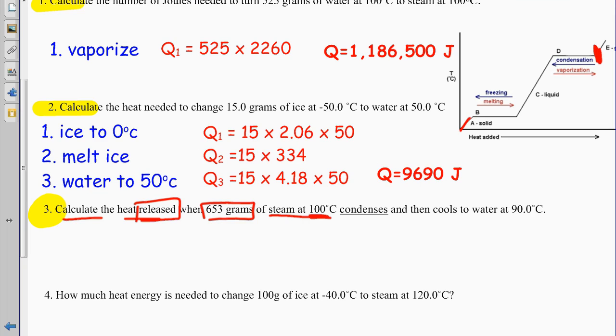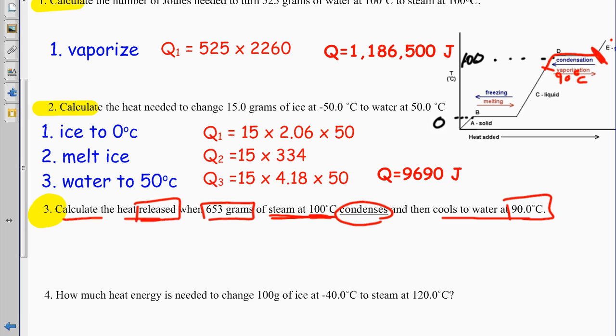Remember, this is a solid that melts to a liquid that boils into a gas, and we can come back down. Gas will condense to a liquid, will freeze into a solid. Some very important temperatures that we have here would be 0 for our melting and freezing, and then 100 for our condensing and our vaporization. So we are asked for our steam at 100 degrees Celsius right here to condense and then cool to water at 90 degrees. So we're going to go here and stop about there at 90 degrees Celsius.